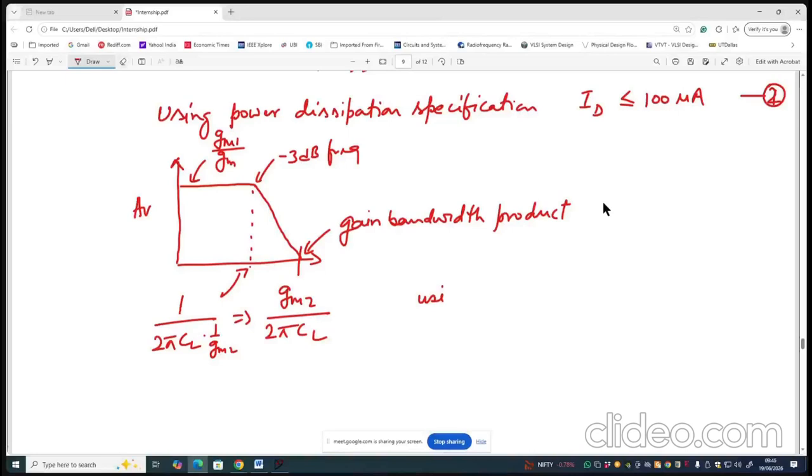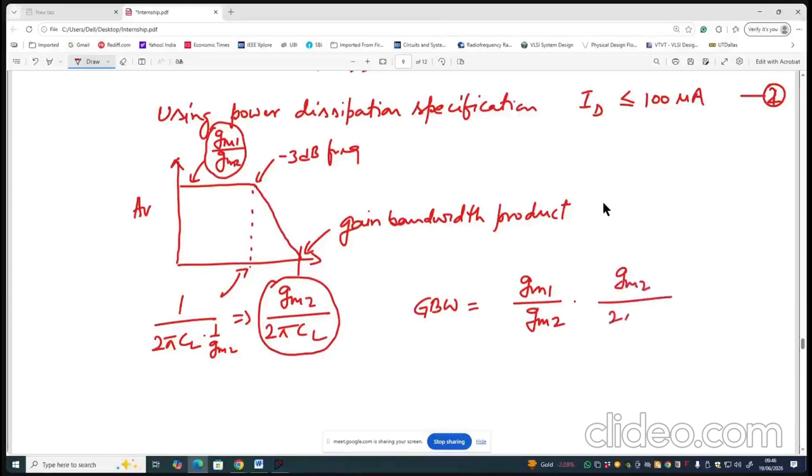Let me first derive the expression of gain bandwidth. This gain bandwidth product is given by this gain multiplied by this bandwidth. So if you multiply that, gain bandwidth is given by GM1 upon GM2 into GM2 upon 2 pi CL, and therefore you get GM1 upon 2 pi CL. You understand?